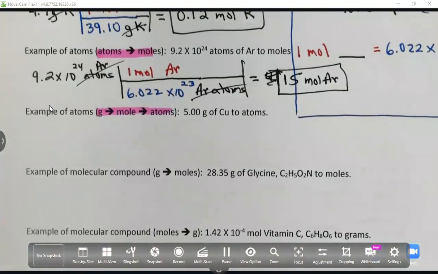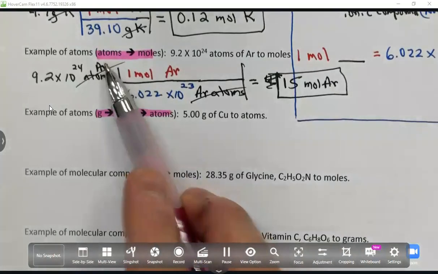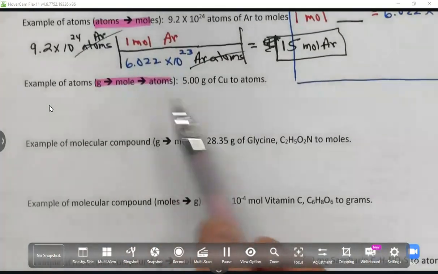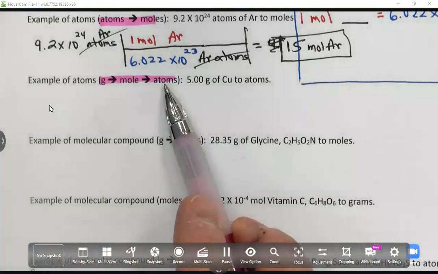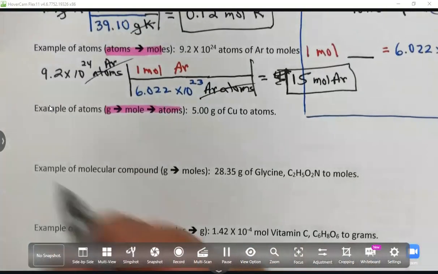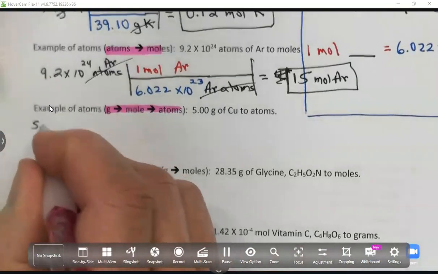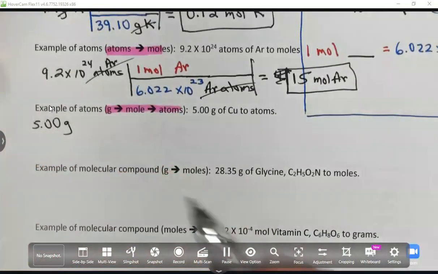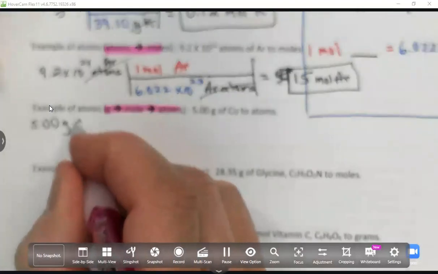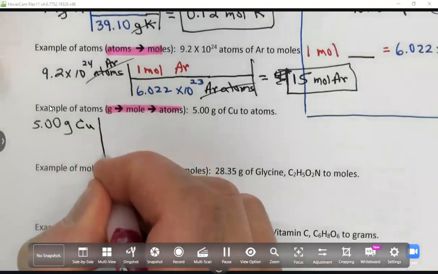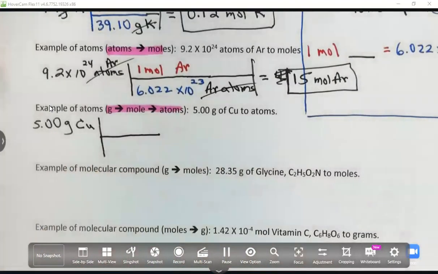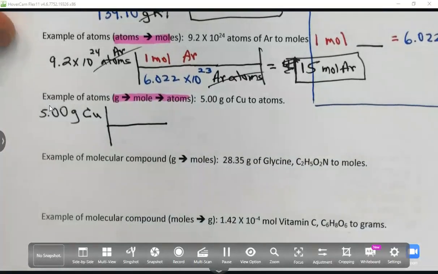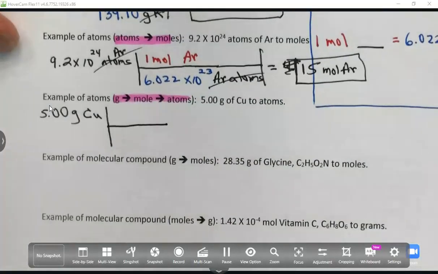All right. So now we went atoms to moles. Now we're going to be given grams, but we want atoms. So we're going to start out here at 5.00 grams of copper. What's the very first thing you should do?